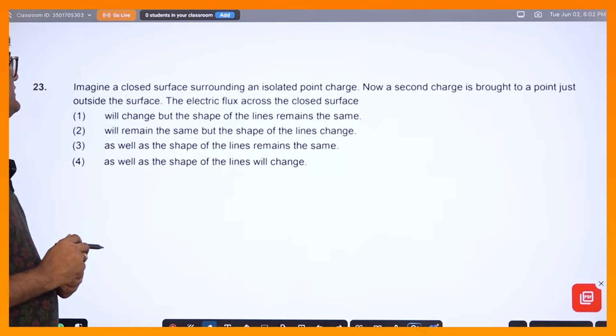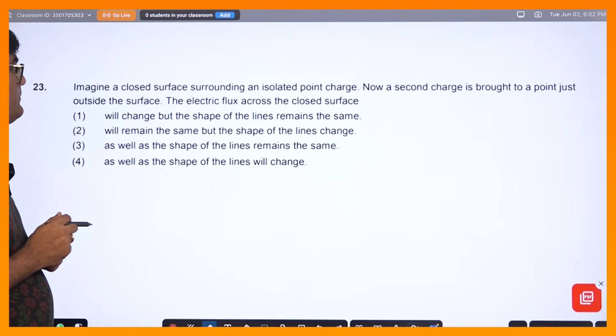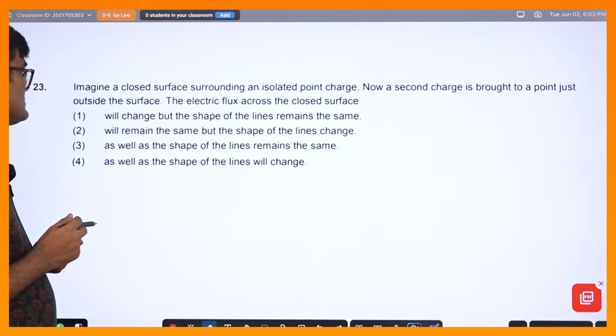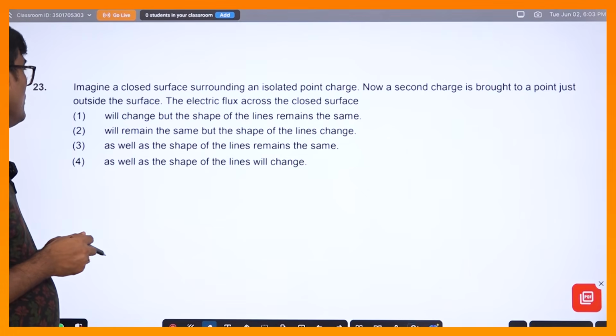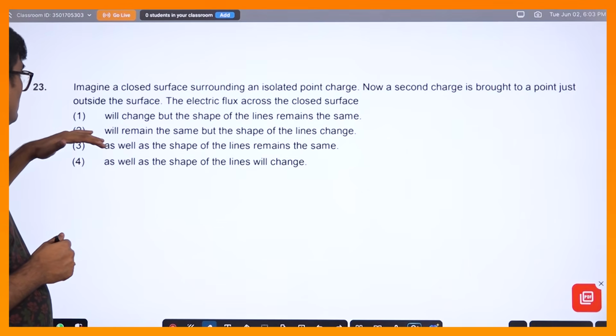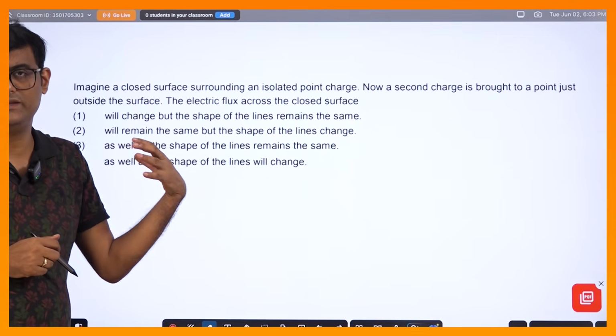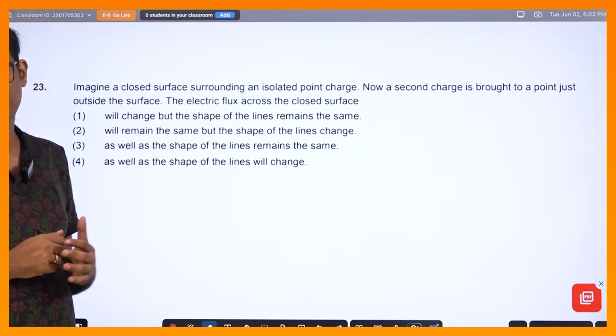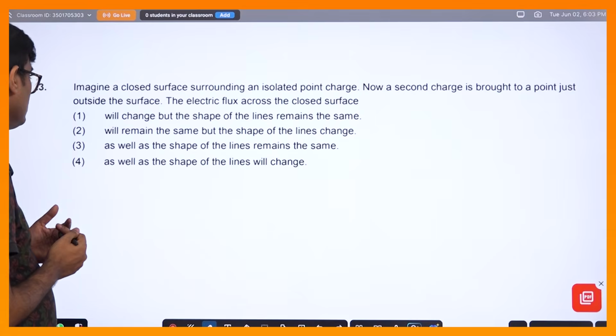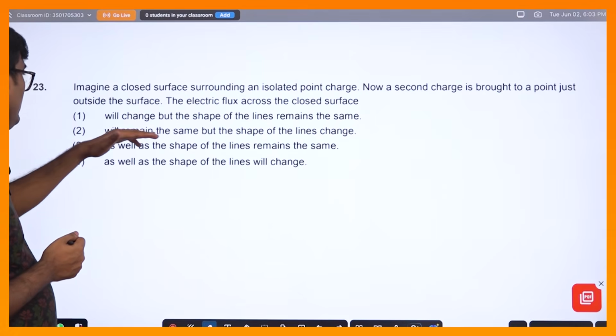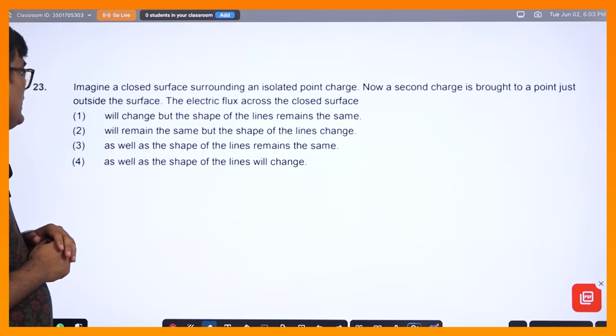Imagine a closed surface surrounding an isolated point charge. Now a second charge is brought to a point just outside the surface. The electric flux across the closed surface will not change because the charge within the closed surface is only taken into account while calculating the Gauss law. Right, it will remain the same, but the shape of the lines changes.